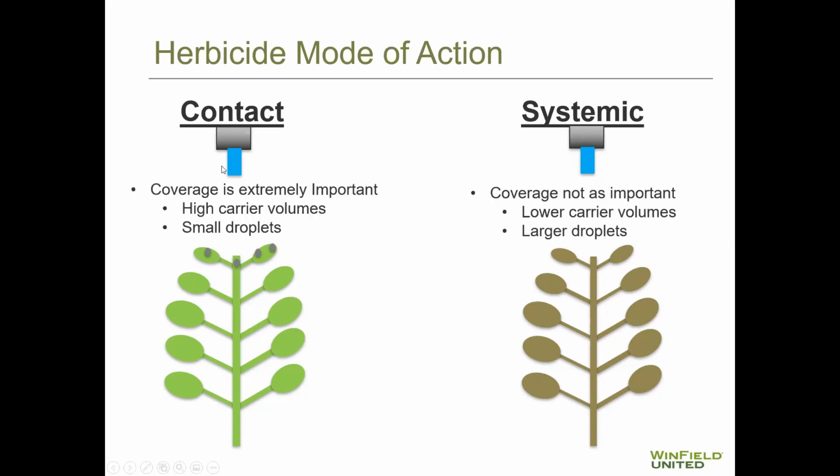Okay, so with contact type chemistry, coverage is extremely important. We need higher carrier volumes and smaller droplet sizes. Whereas systemic coverage, not as important. We can use a little bit lower carrier volumes and larger droplet sizes.